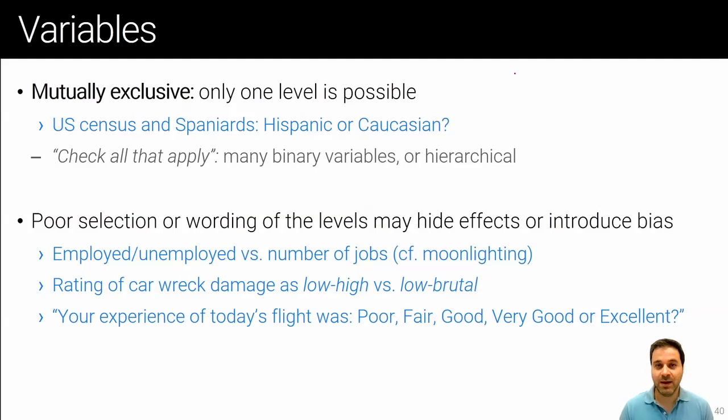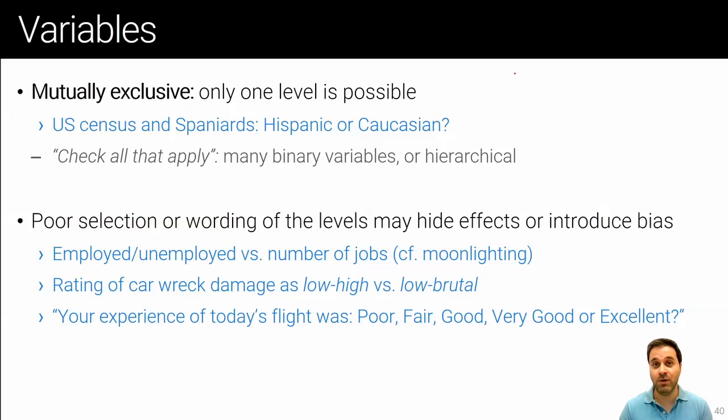So for instance, think about the case in which we want to study the relationship between people being employed or unemployed and something else. If we just ask whether people are employed or unemployed, then we are not making any difference between people who are moonlighting or not. So people that have multiple jobs. And that could be a crucial difference in the relationship we're trying to establish. It's not only whether people are employed or not, but it's really about how many jobs they have.